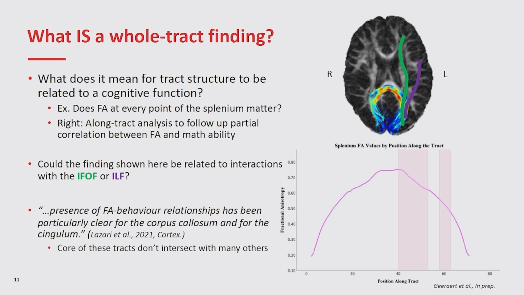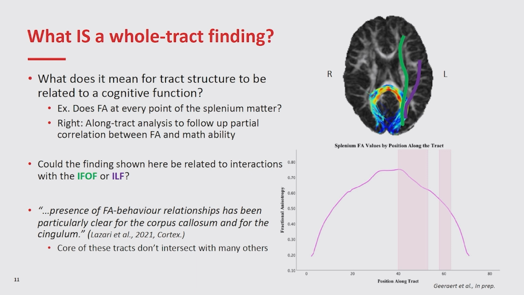Or what if our relationship between splenium FA and math scores is actually driven by the portion of the IFOF or the ILF that we've captured in this area? With the tensor, we can't necessarily distinguish between those things, but they are interesting follow-up questions.